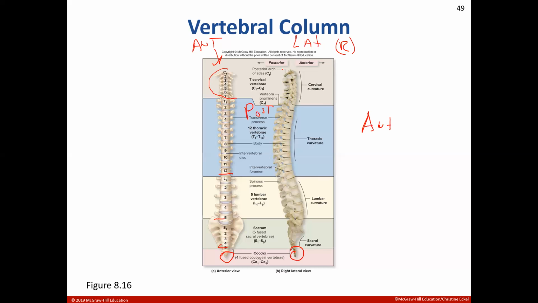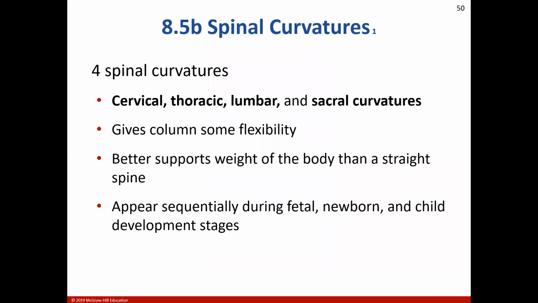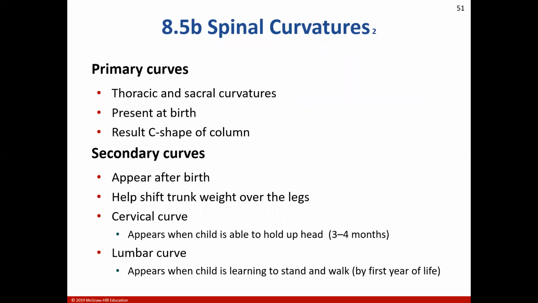So you can see there's an anterior curve in the cervical, posterior or dorsal curve in the thoracic, and an anterior lumbar curve. Sometimes they call that lordosis, the anterior curves. Kyphosis is the posterior curves. So read through your checklist and see what's there. And here's the curvatures, just gives you a little information on that.